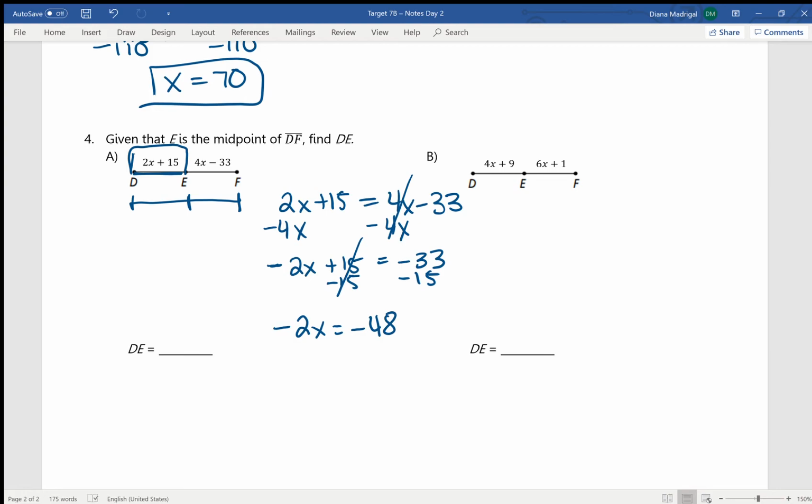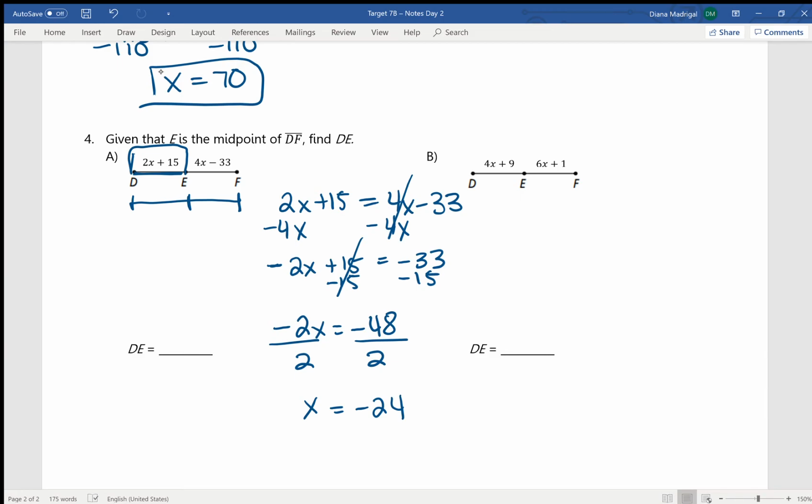Here's where people get confused. You're going to know that you have to divide by 2. Okay, and everybody divides by 2. Okay, so far so good. However, when you get an answer, negative 48 divided by 2 is going to give me negative 24. And you guys are going to tell me that x equals negative 24. That is wrong. I can never have a negative number for x here. Never. Okay, that's going to give me a bad answer.